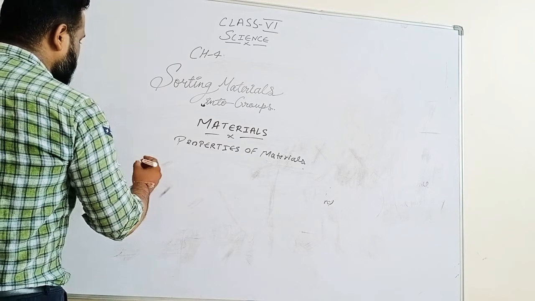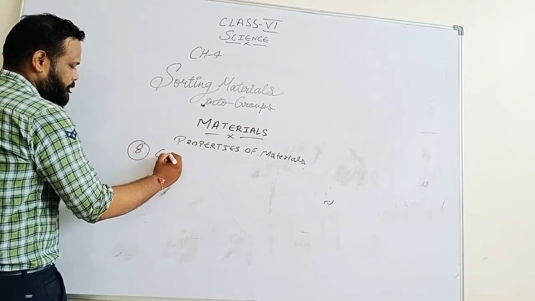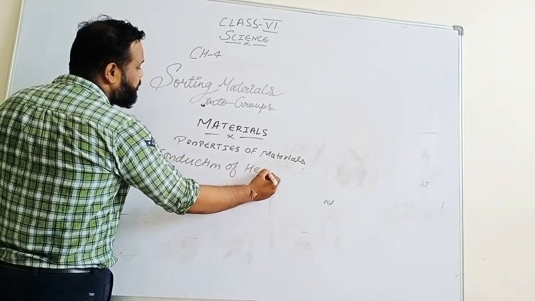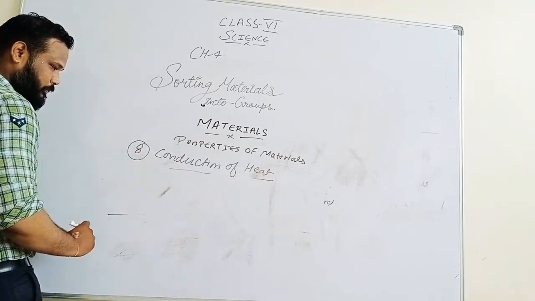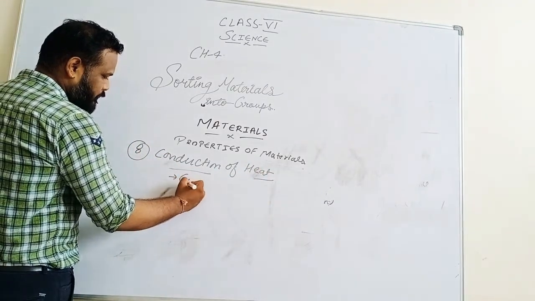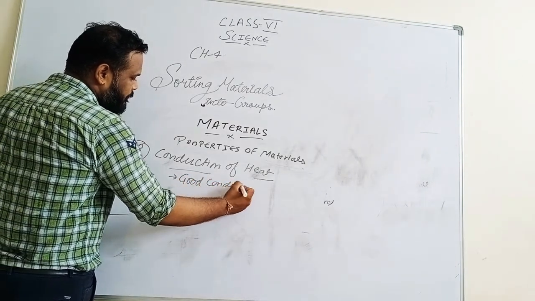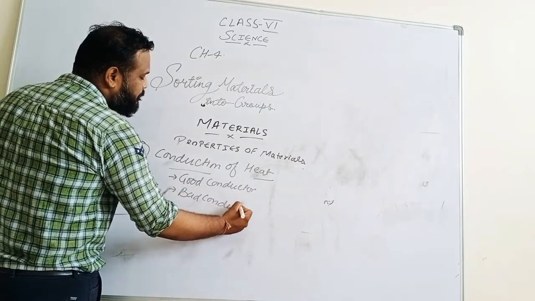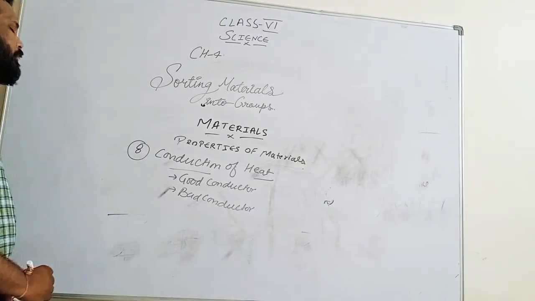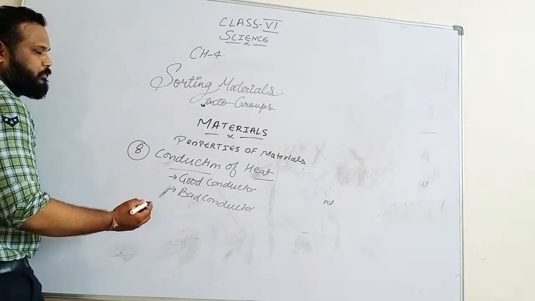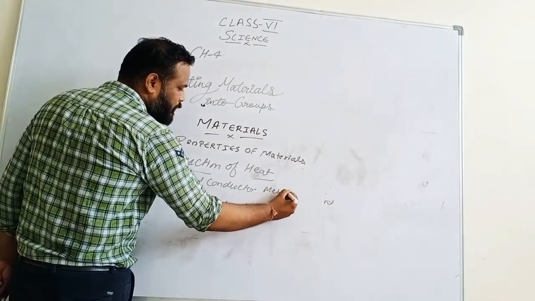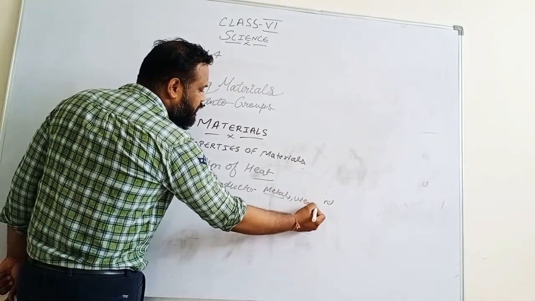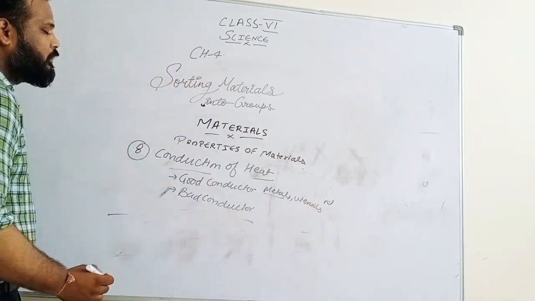After magnetic behavior and property, the next topic is the conduction of heat. Yes, conduction of heat. What does conduction of heat mean? There are two types of conductors: good conductors and bad conductors. Those through which heat can pass are known as good conductors, and those through which heat cannot pass are called bad conductors. All the metals are good conductors, like utensils which you use to make food in.